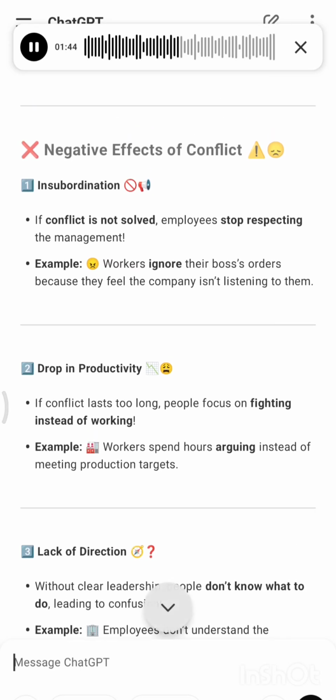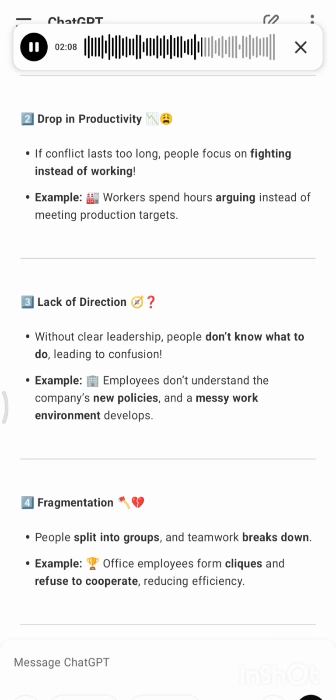1. Insubordination. If conflict is not solved, employees stop respecting the management. Example: workers ignore their boss's orders because they feel the company isn't listening to them. 2. Drop in productivity. If conflict lasts too long, people focus on fighting instead of working. Example: workers spend hours arguing instead of meeting production targets.